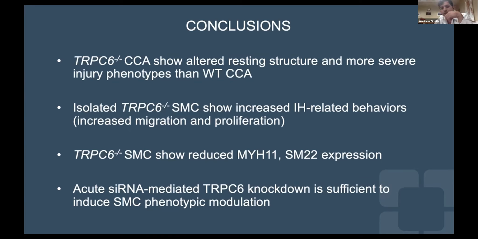And these results suggest that TRPC6 may be an important therapeutic target for stabilization of the contractile phenotype after arterial injury to reduce neointimal hyperplasia.